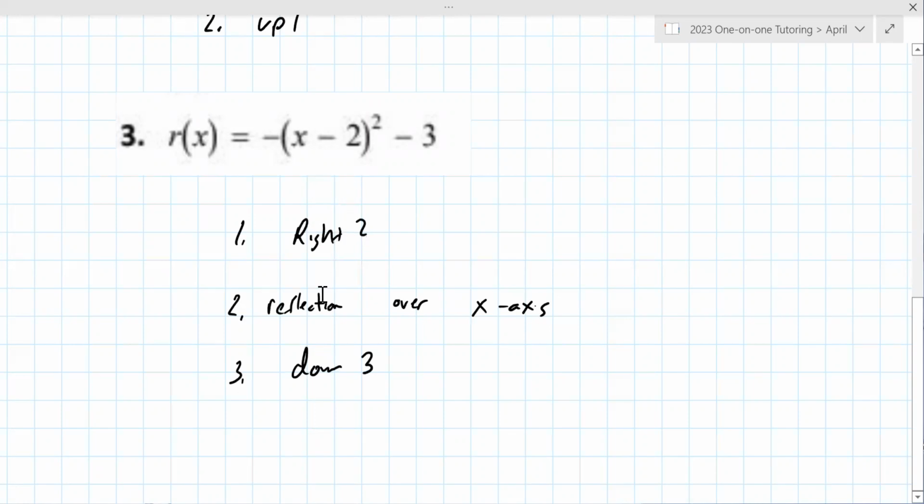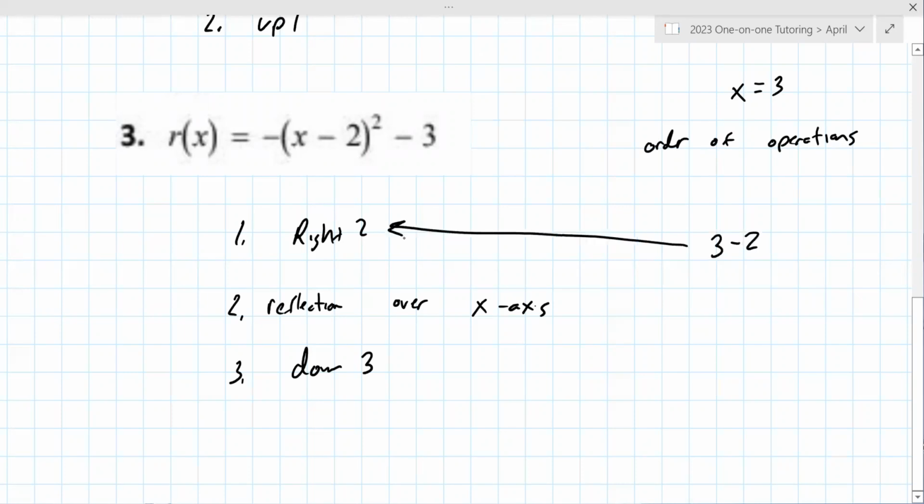So the order does matter here. If it were my classroom and you gave them to me in the order you gave them in, I wouldn't be happy because the order really can be easily defined. It's based on order of operations. It's based on when you evaluate this function. So let's say x were to equal 3. What would you do first when you put 3 in for x? 3 minus 2. Yes, and that's what corresponds to the right 2.